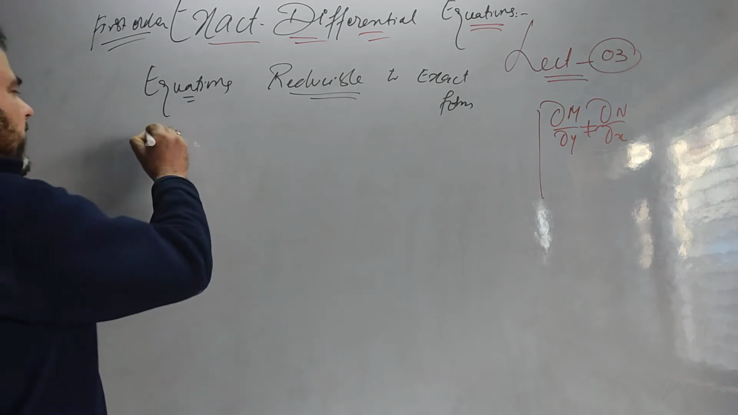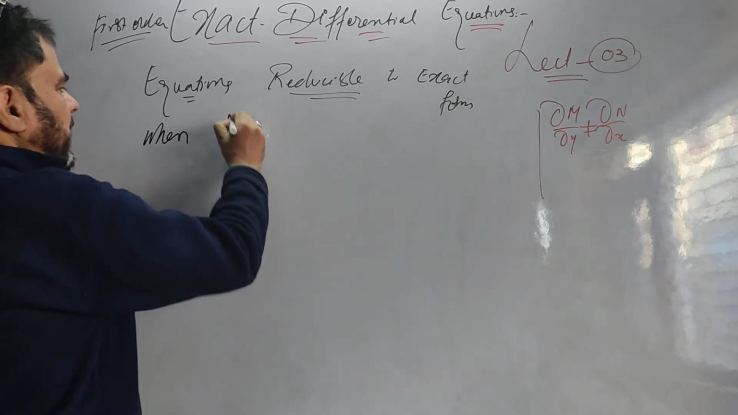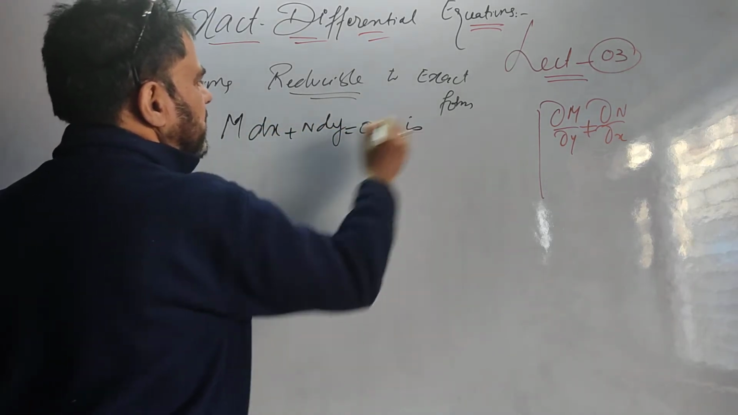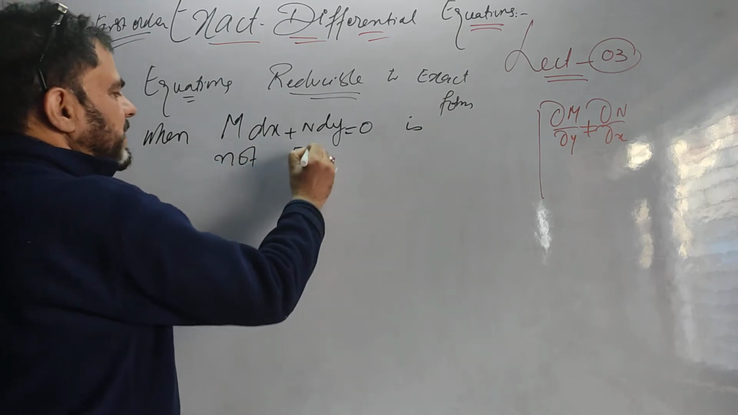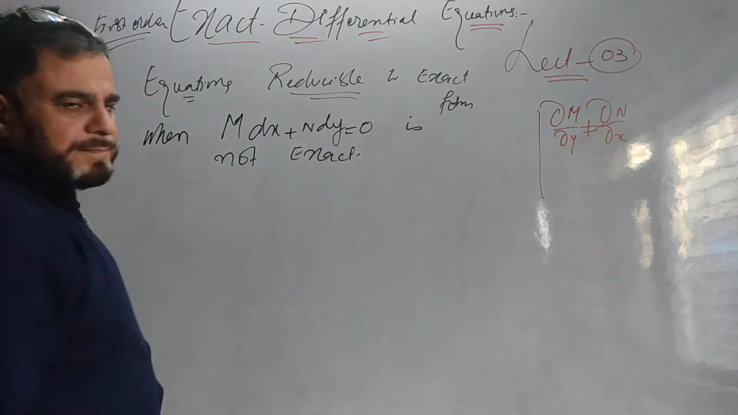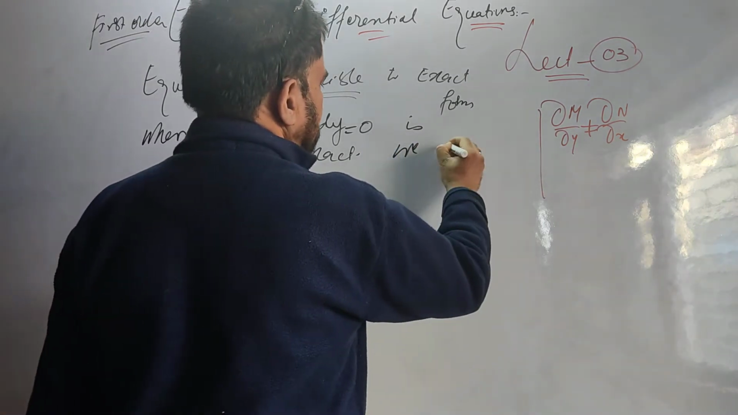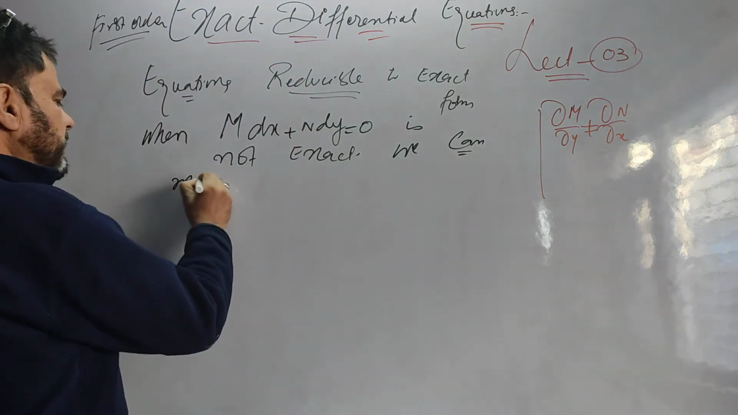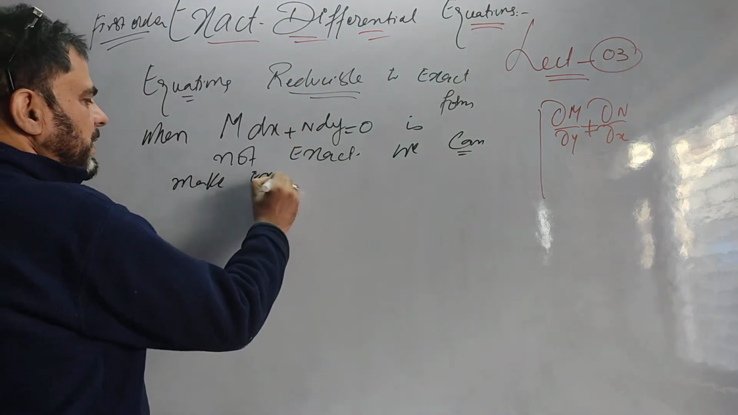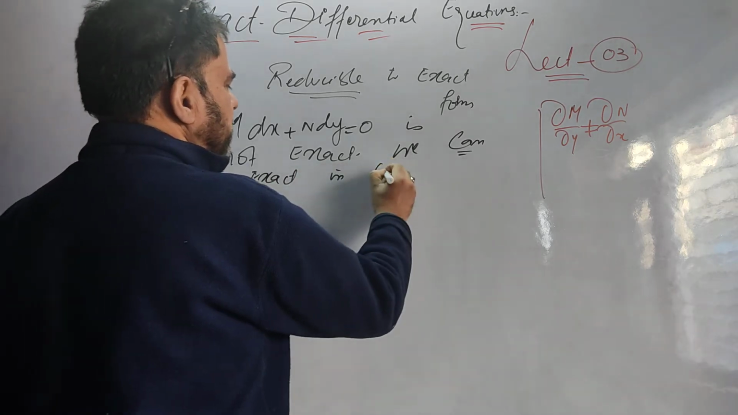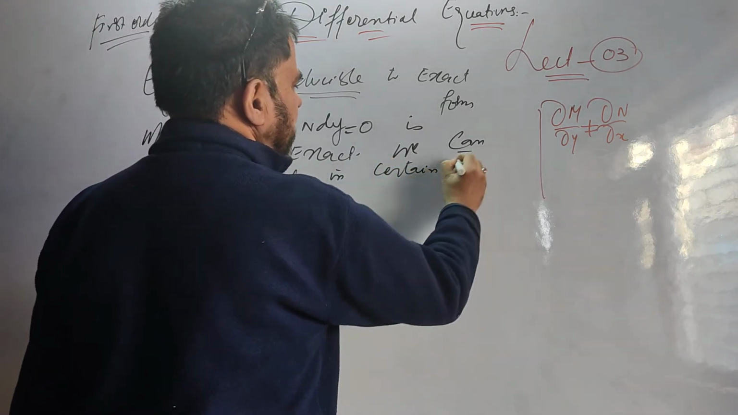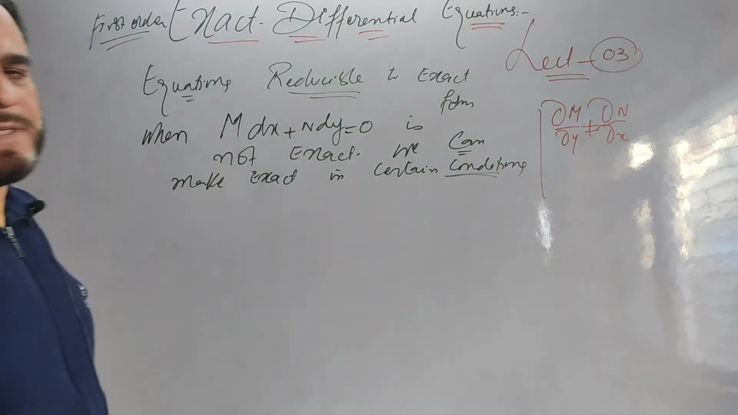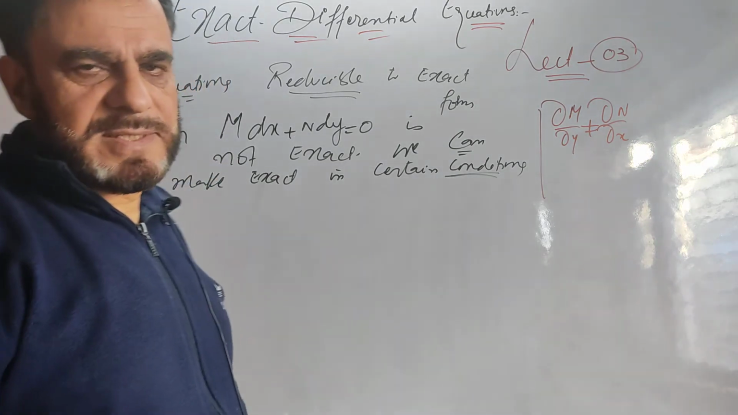So we write: when M dx plus N dy equal to 0 is not exact, we can make it exact in certain conditions. In some conditions it can be reduced to exact form.